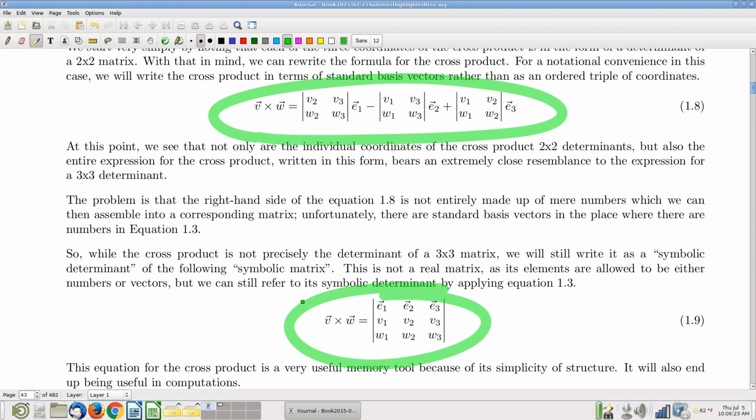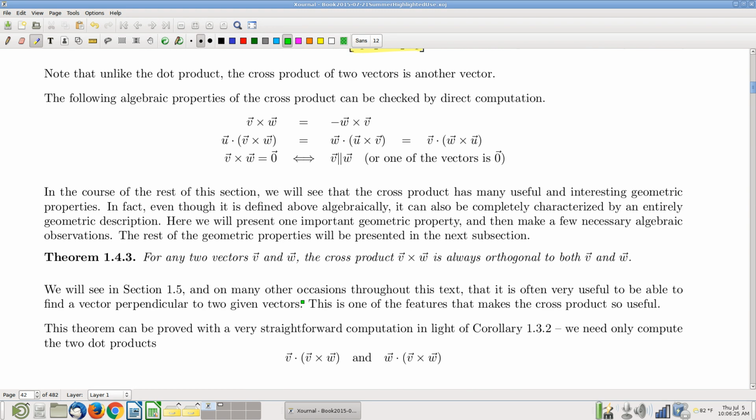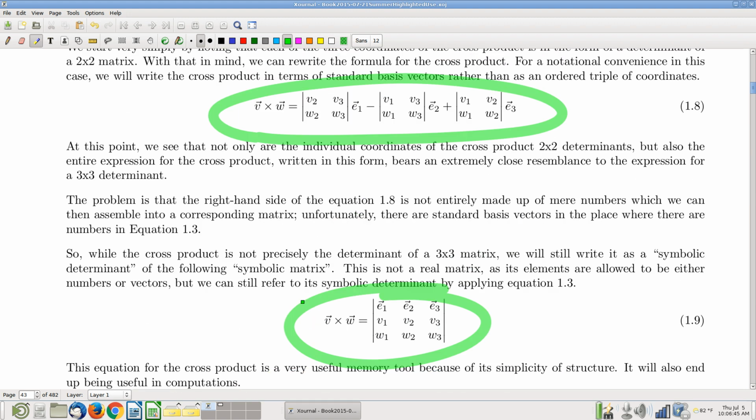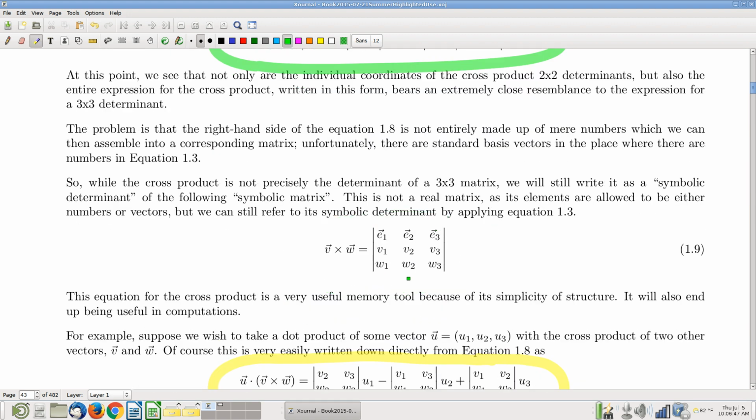Don't memorize the other one. It's too easy to get it confused. Wait a minute, is it V2W3 minus V3W2, or wait a second, was it V3W2 minus V2W3? Oh, which way did it go? They look so similar to each other. It's real easy to get that messed up, right? This one, no such worries, because it's a real simple pattern.